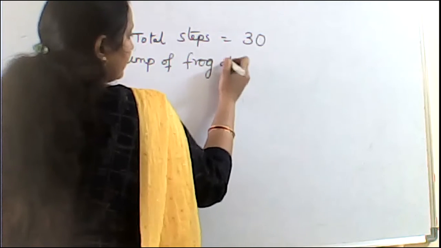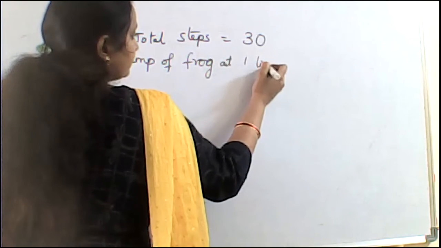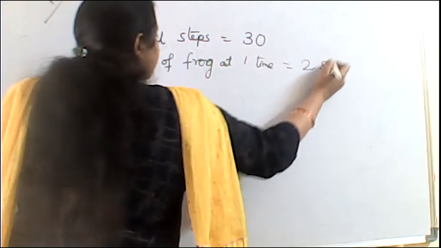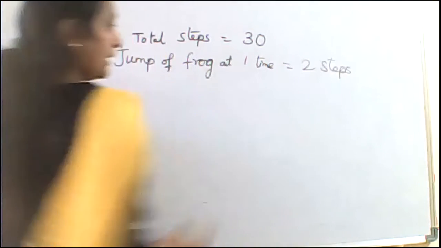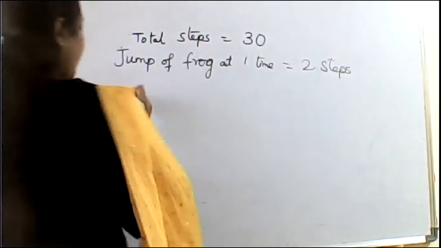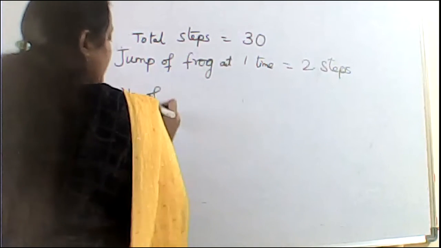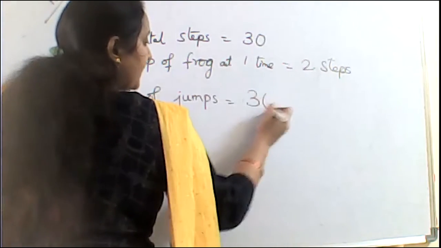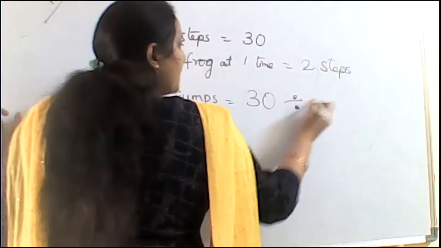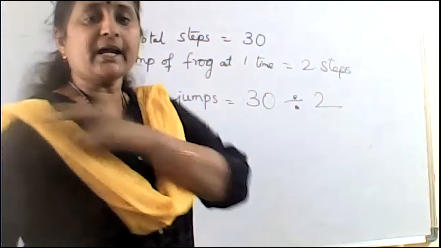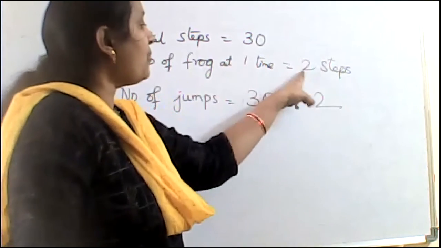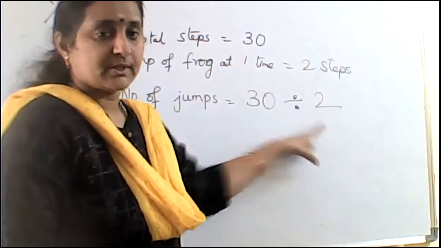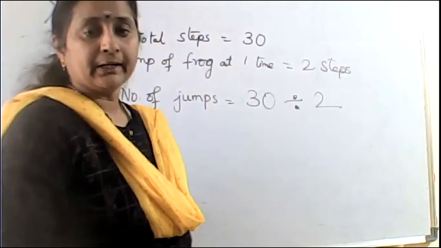One time, 2 steps. Now the number of jumps we need to find out. How many jumps? Number of jumps is total divided by steps in one step. How many jumps can she do? The frog jump is 2 steps in one jump. So 30 divided by 2.